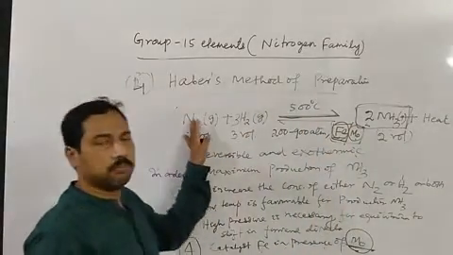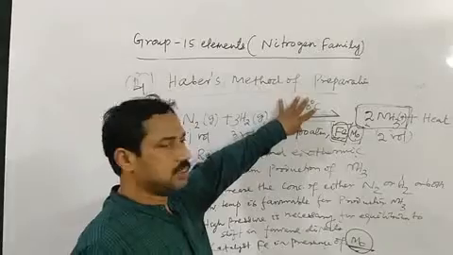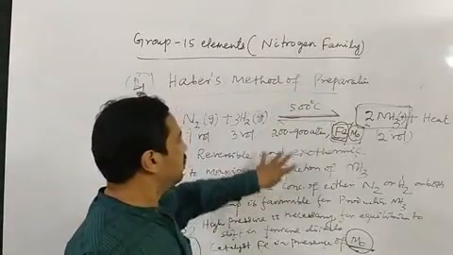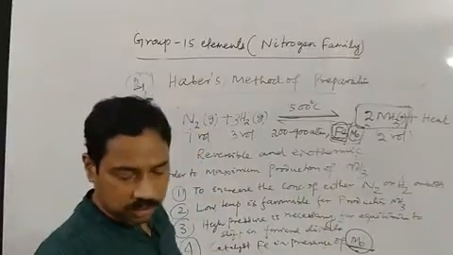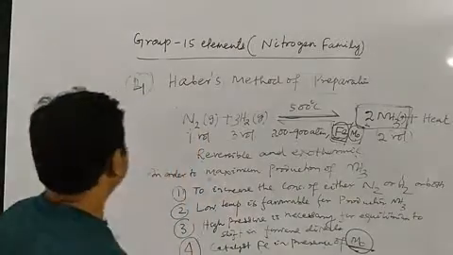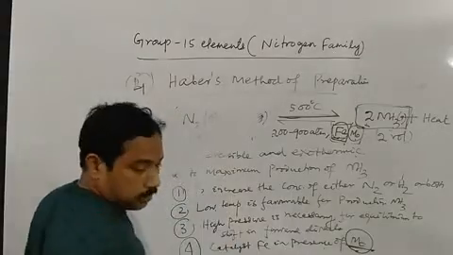The reaction is simple, but what are the favorable reaction conditions for the maximum yield or maximum production of ammonia?